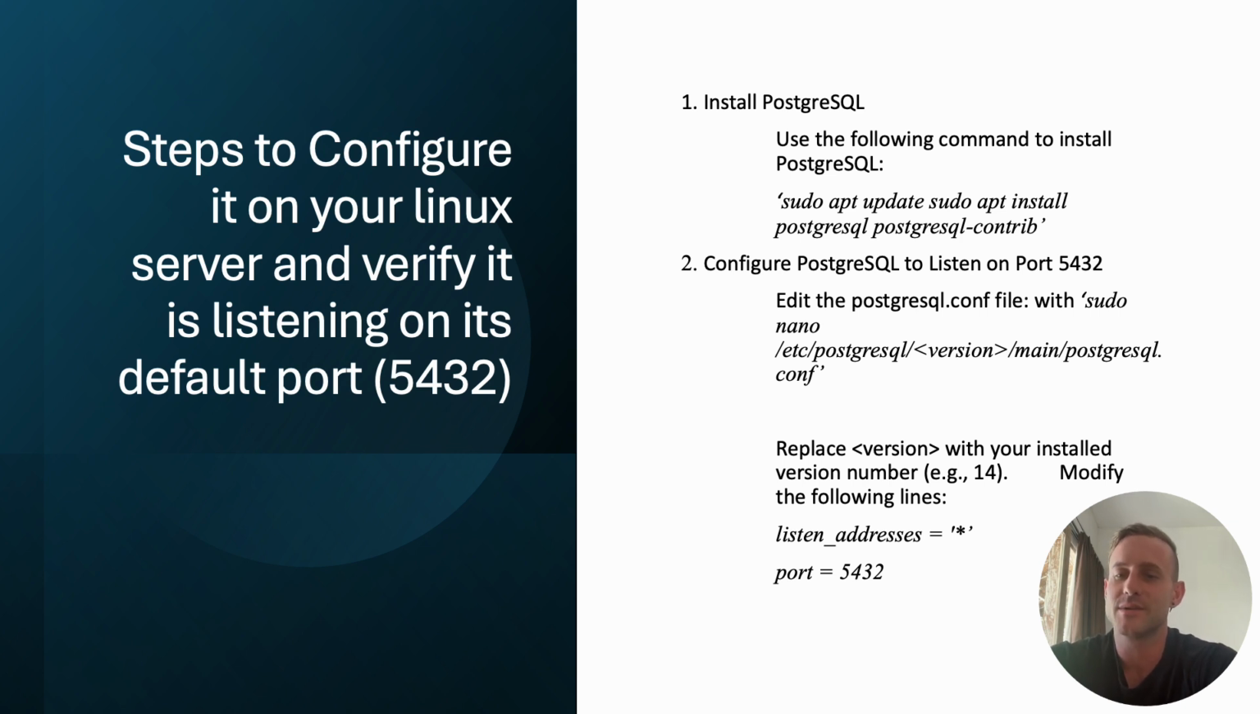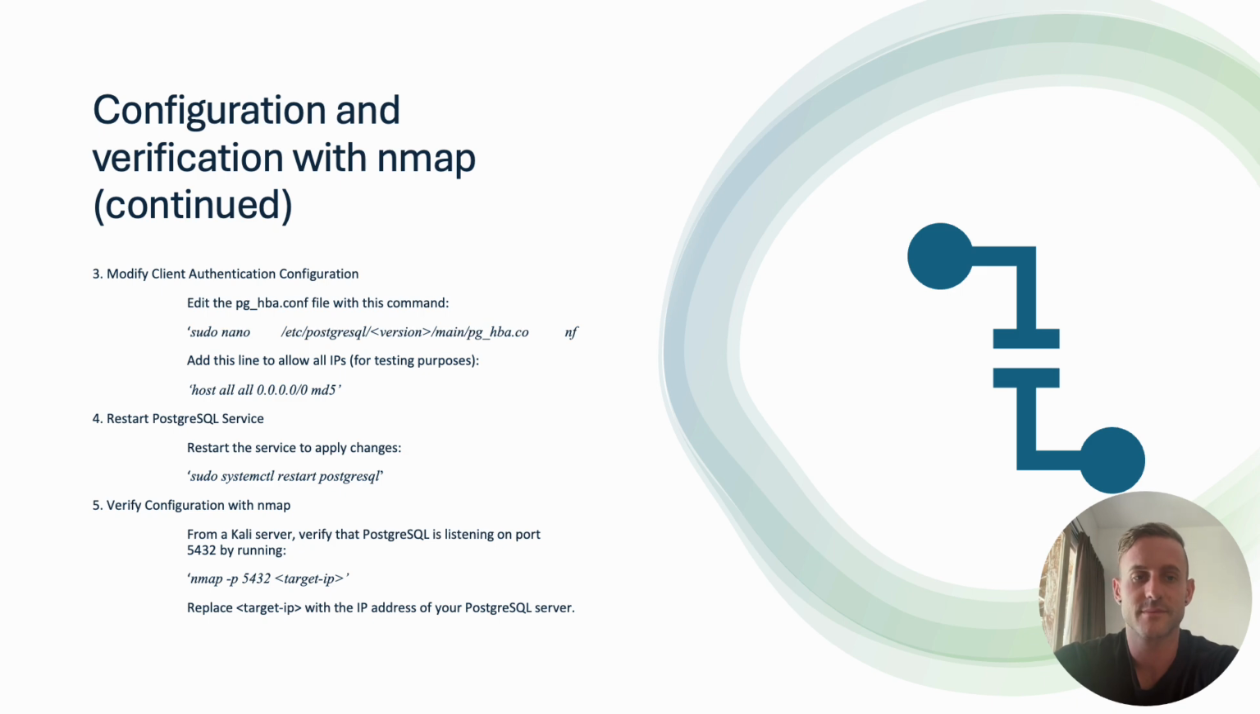Edit the postgresql.conf file with sudo nano and then the path to the file. Make sure you replace version with your installed version number in this line of code here, 14 for example, and modify the following lines in this file. This will include the port number and just a placeholder for the listen address. And let's continue with the configuration of it and the verification with Nmap.